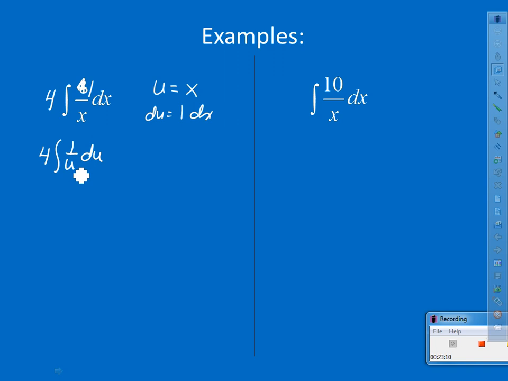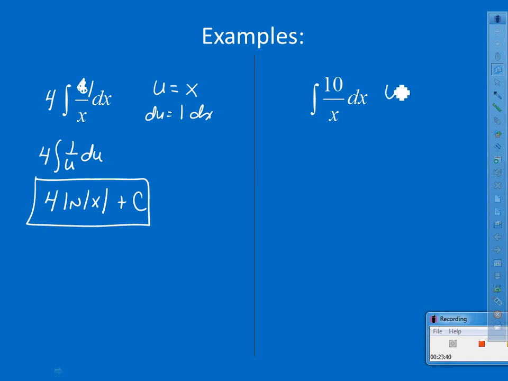Whenever a 1 over u shows up, that's the natural log. So this becomes 4 times the natural log of u, but u happens to be x, and I'm going to put it in absolute value like our book did, plus c. So once again, my denominator was to the first power. That's my symbol that I'm going to have a natural log.